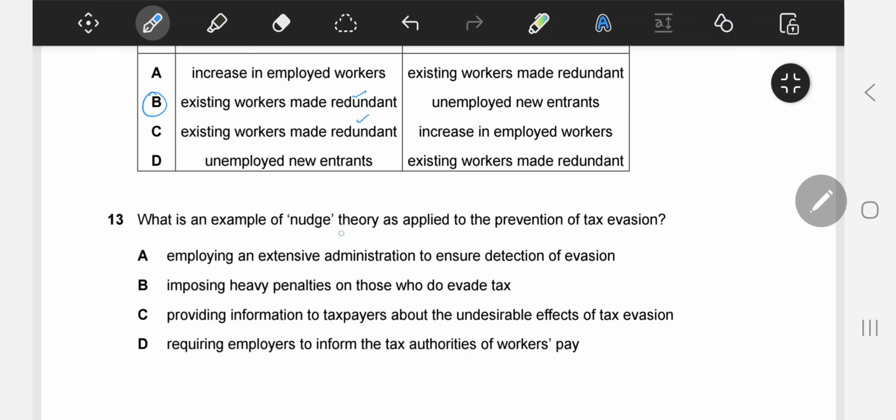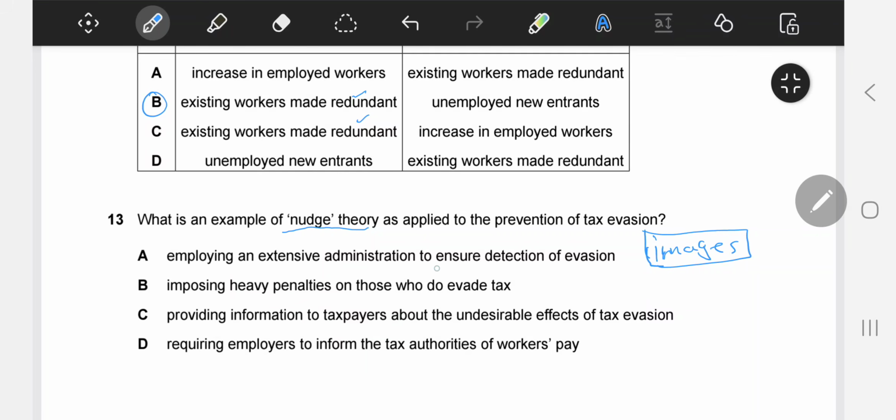So this is an example of nudge theory: the images that you have on cigarette packets that show the kind of diseases you can get if you smoke. That's just nudge theory telling you not to smoke. That's a very good example of nudge theory. Now let's go through the answers.